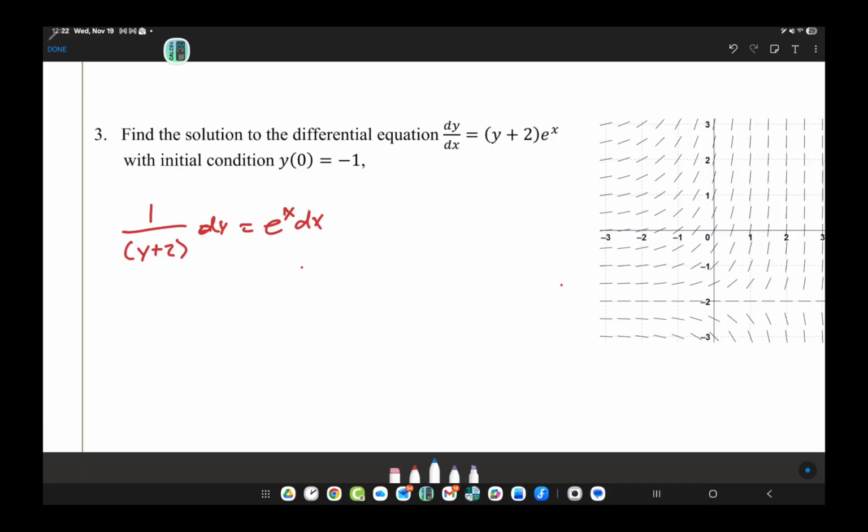So if we take the integral, what do we get? Natural log of the absolute value of y plus 2 equals e to the x plus c. So what makes this so fun is what do you have to do to get y out of that natural log? Yeah, you have to exponentiate both sides. So I'm going to have e to the x. That's what makes it fun. So absolute value of y plus 2 is equal to e to the x plus c.